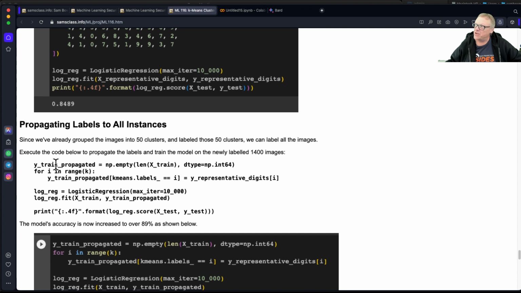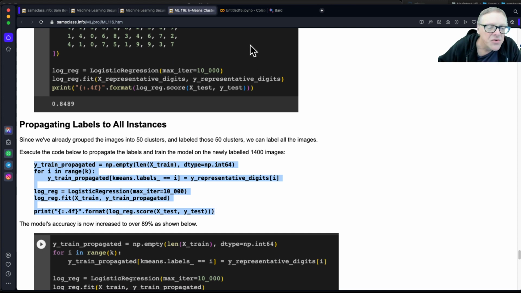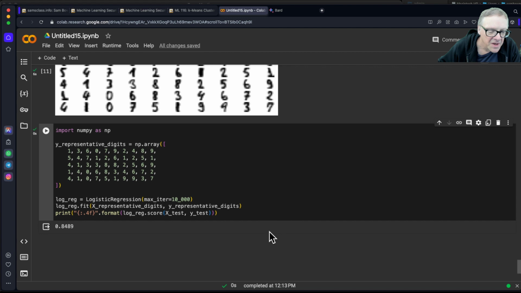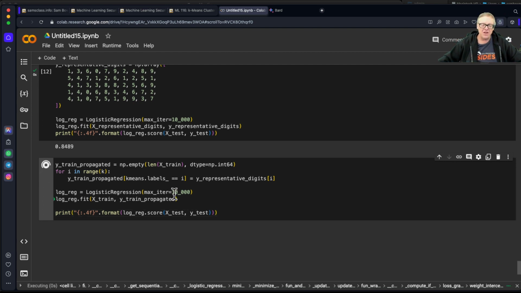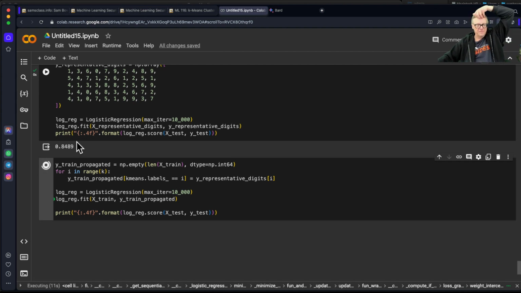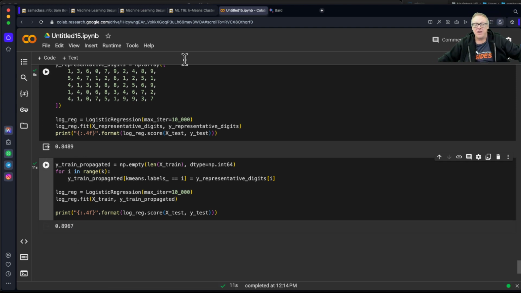We can propagate the labels to all the instances. We now have 50 clusters, and we labeled the center of each cluster, so we're just going to say everything else in that cluster has the same label as the thing in the center. So we propagate the labels to all the instances and train from that. So this is semi-supervised learning. We only had to label a small number of images, and now we can synthetically create a fully labeled data set and use supervised learning based on that. And this was 84% right.